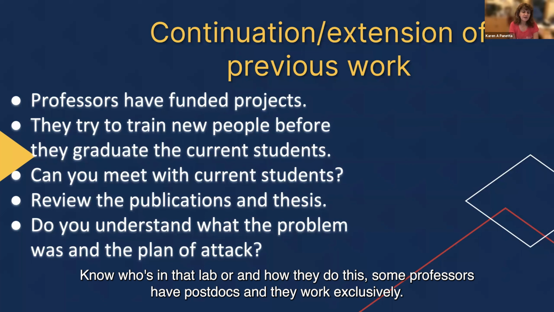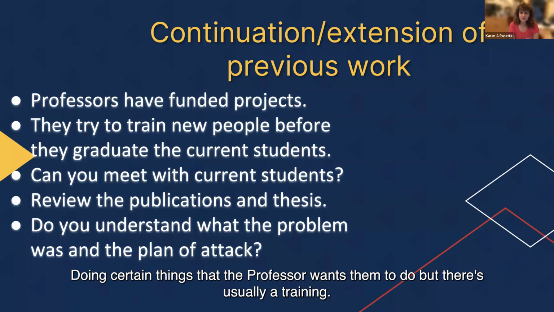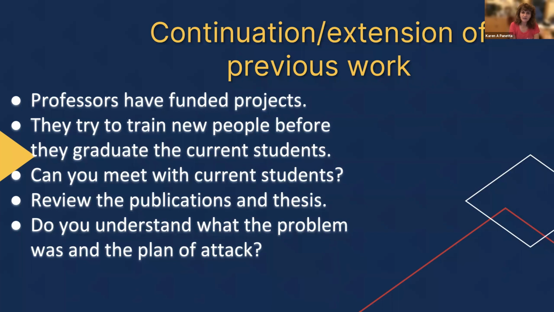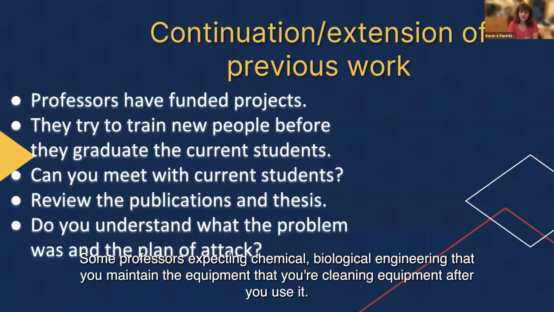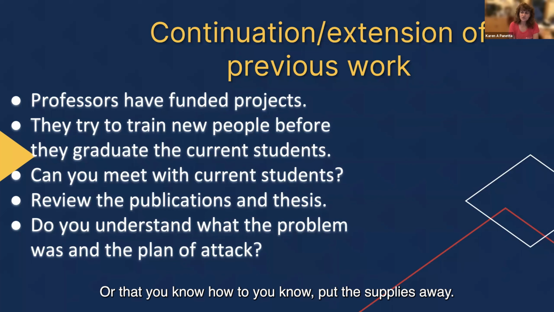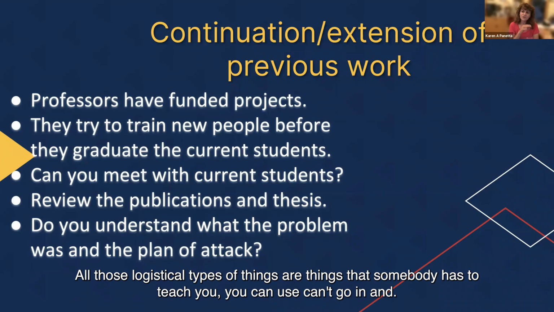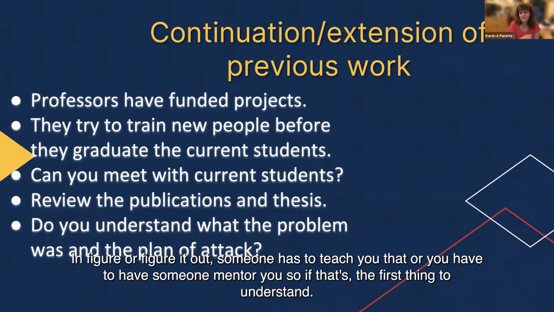Some professors have postdocs and they work exclusively doing certain things that the professor wants them to do, but there's usually a training type of thing that goes on that they want to try to train you. So for instance, if you're in the bio lab and there's a specific way to run experiments or to use specific equipment, some professors expect in chemical and biological engineering that you maintain the equipment, that you're cleaning the equipment after you use it, or that you know how to put the supplies away. All those logistical types of things are things that somebody has to teach you. You just can't go in and figure, oh, I'll figure it out. Someone has to teach you that, or you have to have someone mentor you.